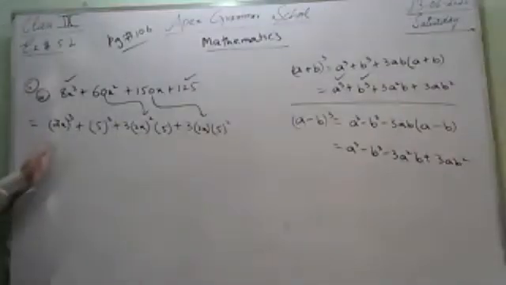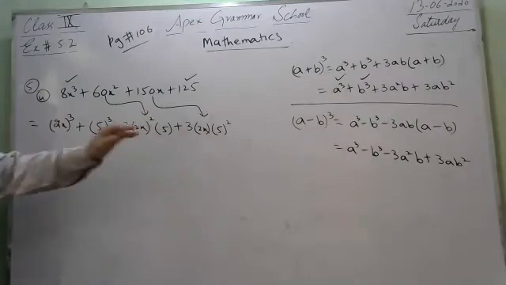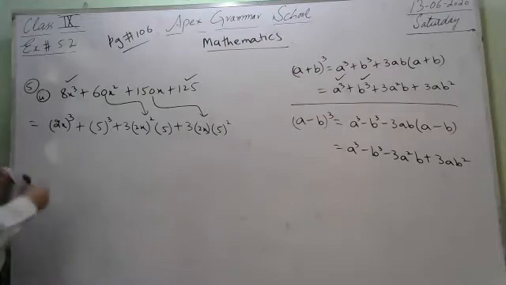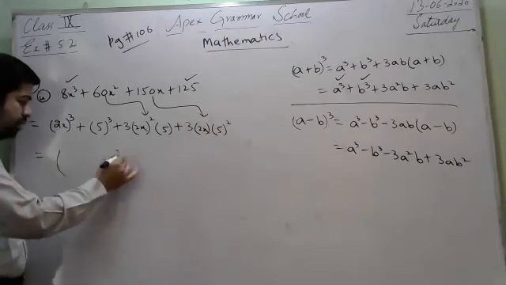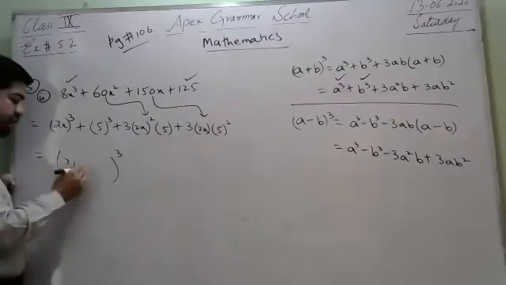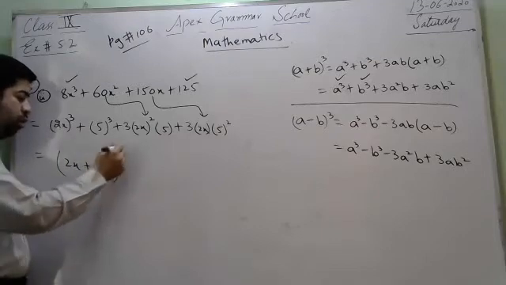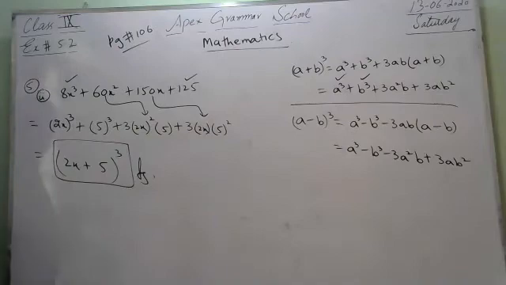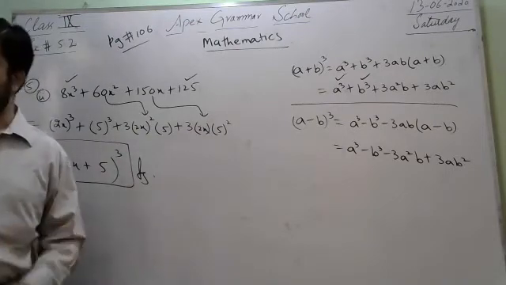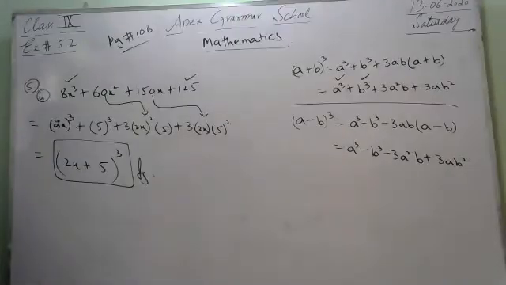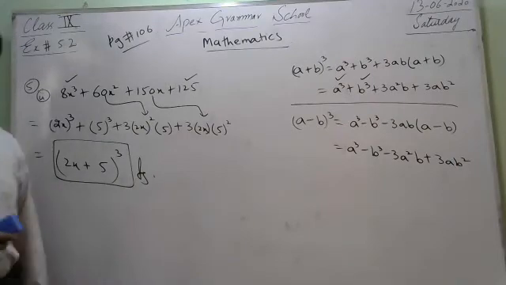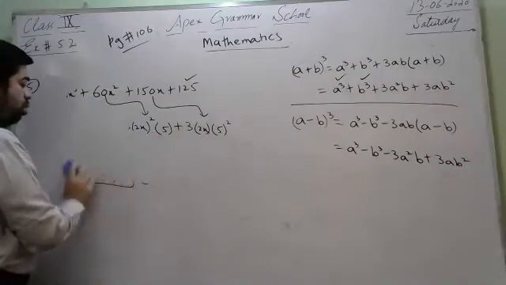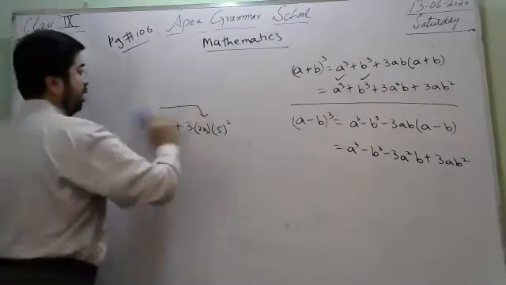Now it is a cube plus b cube plus 3a square b plus 3ab square. It is going to be a plus b whole cube type. So you have to write it as 2x, which is a, plus 5, which is b, whole cube, and that's it. Part 3 and part 4 are the same type. I'm going to solve part 3 and part 4. You can solve it by yourself.